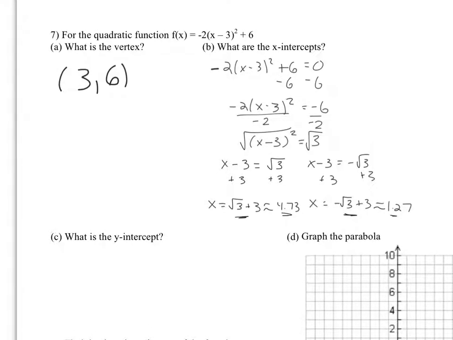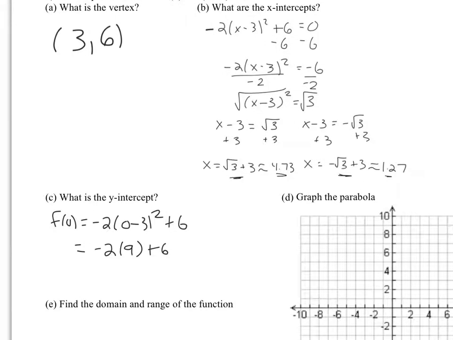And then for the y-intercept, we'll plug in 0. So f of 0 for this one would be negative 2 times, if you take negative 3 and square it, you'd get 9. So it'd be negative 2 times 9 plus 6, which is negative 18 plus 6, which means our y-intercept is negative 12.